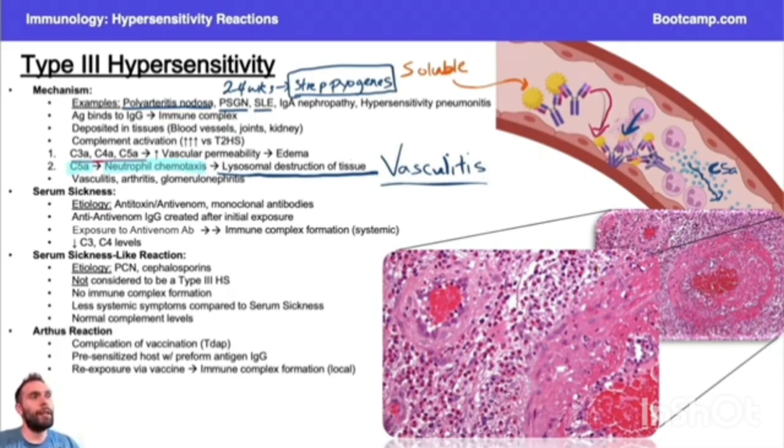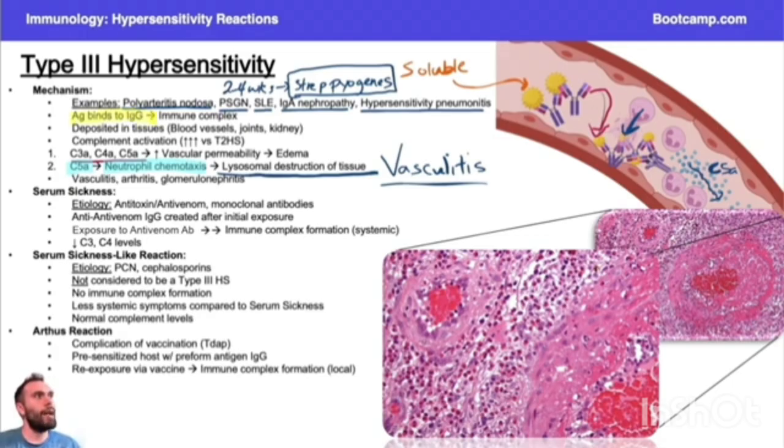Lupus, it's the same thing. Again, we're targeting the kidneys in this situation. That's our tissue. IgA nephropathy, all of these being kind of that same category. And then hypersensitivity pneumonitis is also in here. Okay. And again, the point of this video though is not so much to go through each of these diseases, but more so to understand this mechanism.